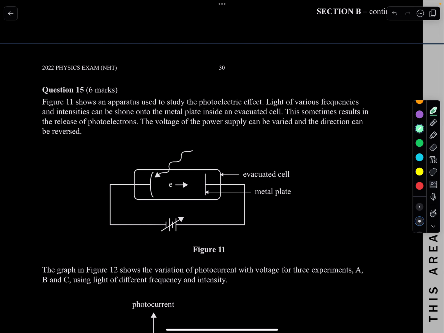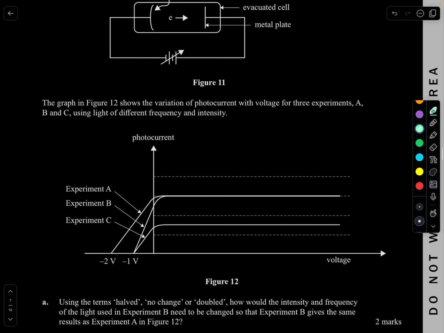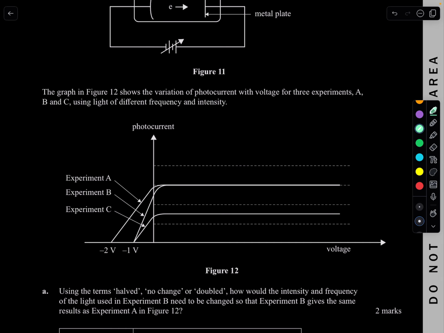Question 15. Let's have a try at this. Figure 11 shows an apparatus used to study the photoelectric effect. Light of various frequencies and intensities can be shone onto the metal plate inside an evacuated cell. This sometimes results in the release of electrons. The voltage of the power supply can be varied and the direction can be reversed. The graph in figure 12 shows the variations of photocurrent with voltage for 3 experiments, A, B and C, using light of different frequencies and intensities.